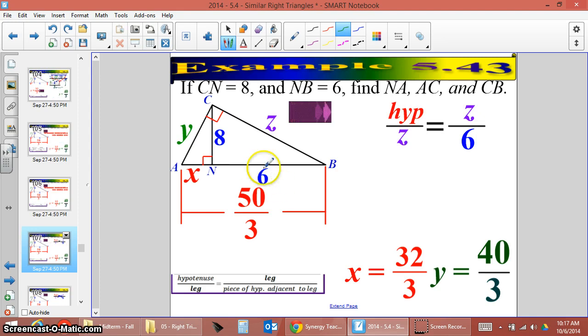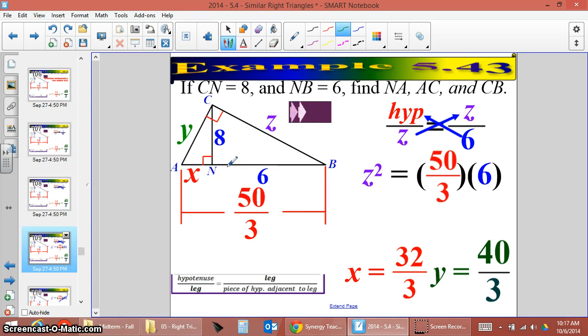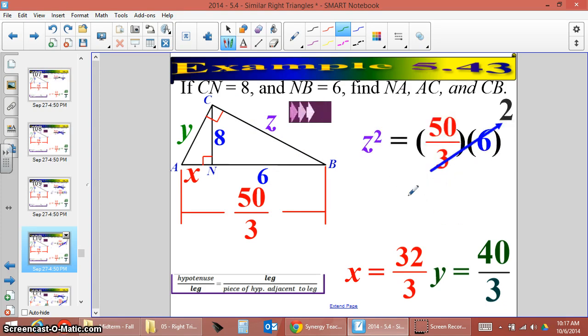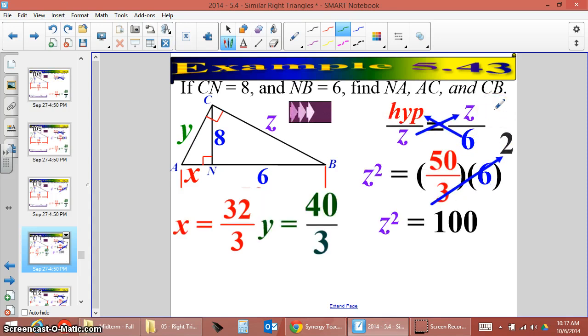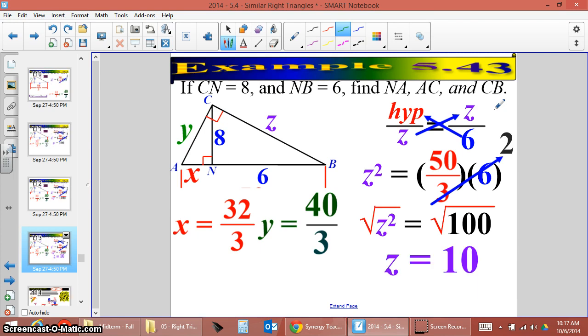Now notice I don't have to do the third issue over here like I did before because I'm using 6, because 6 and z are adjacent. Now I go ahead and cross multiply. I get hypotenuse times 6 equals z squared. I know my hypotenuse right here. That's no problem. Notice how the 3 and the 6 reduce to 2. So I say z equals 100. I'm sorry, z squared equals 100. And then I do the square root of both sides, and I get z equals 10. All right, that's a great question. You won't have anything nearly this complicated using fractions so much, but I want you to see it's doable.